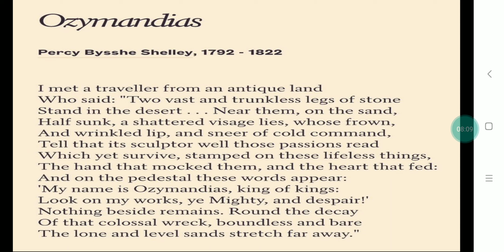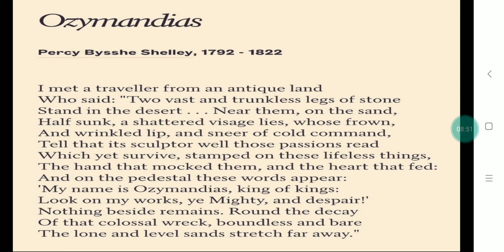Okay, and this line shows us how arrogant and proud the king was. Yes or no? He is telling that my name is Ozymandias, I am the king of kings. Okay, look at my works, ye mighty, and despair. Ye mighty and despair means he is asking the other kings to look at his work and feel depressed seeing his achievements. Okay, because he knew that you can never surpass my achievement. So this is his arrogance and pride. This shows his arrogance and pride.